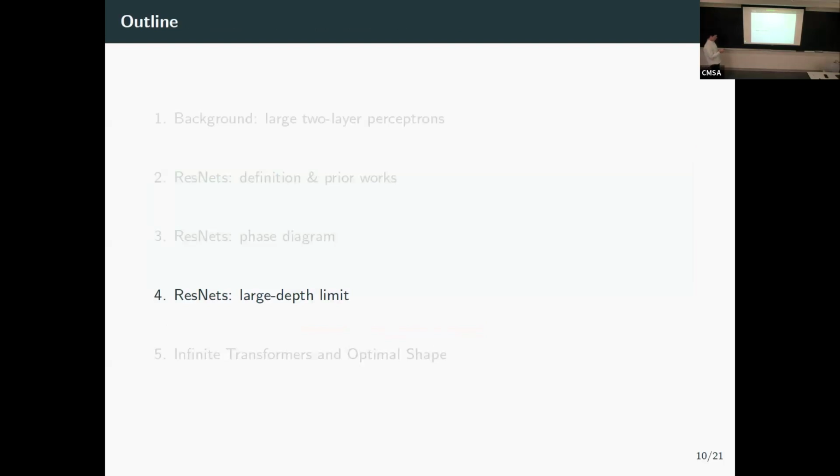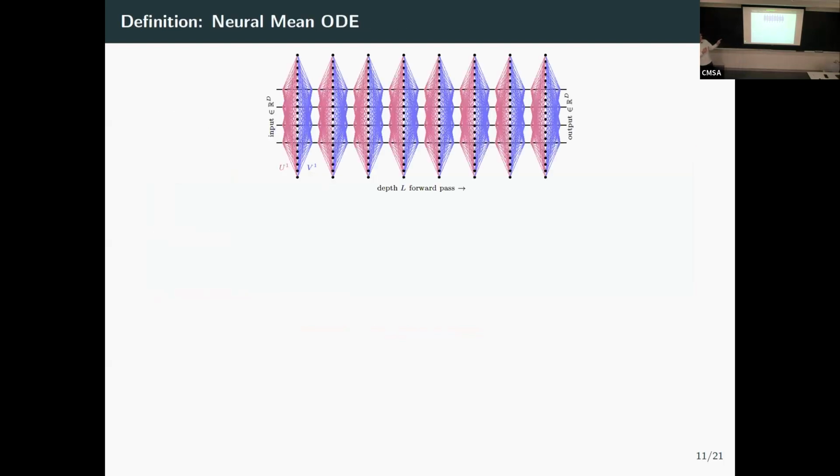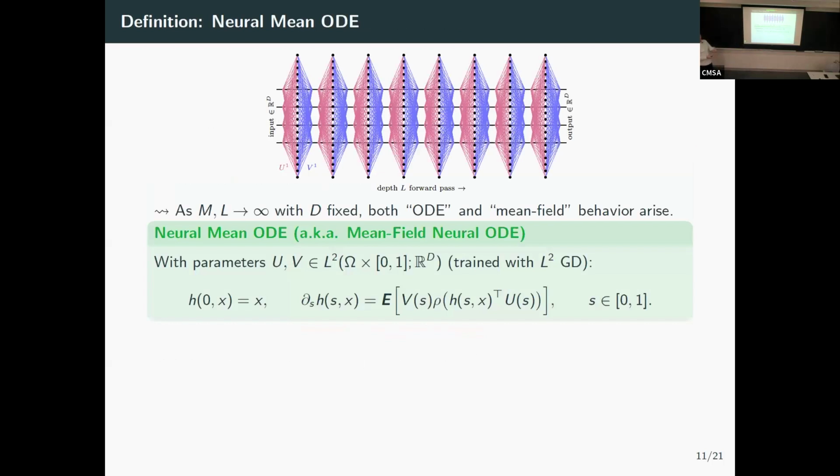So now let's talk about the large depth limit. I mentioned previously that there was this approach for large ResNets where you take both infinite width of each of the two-layer perceptron blocks and infinite depth. So this looks like that. It's like an accordion-like architecture, which is not what we have in practice, but we can still wonder what the limit is. Because we have infinite depth, we'll have ODE behavior, and since we have infinite width, we have mean field behavior.